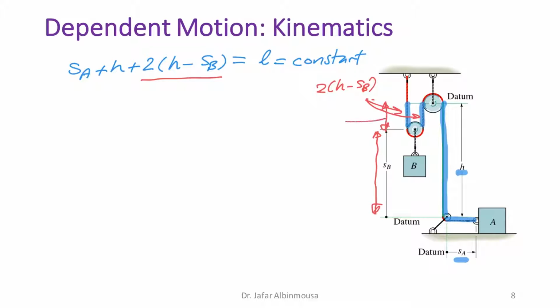But this length, we have it twice because we have two cables, and this is why I multiplied by 2. Again, H is constant, L is constant, so if we differentiate with time, we're gonna get 2VB equals VA, and 2AB equals AA. Now, definitely this is not the same equation that we get in the previous slide. So let's discuss the differences in the next one.